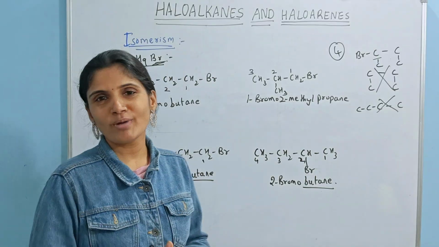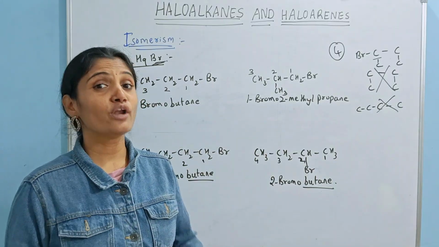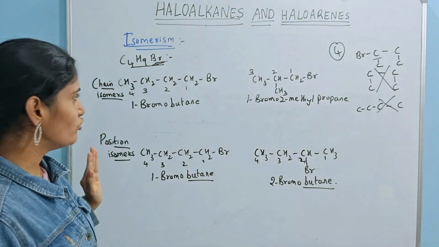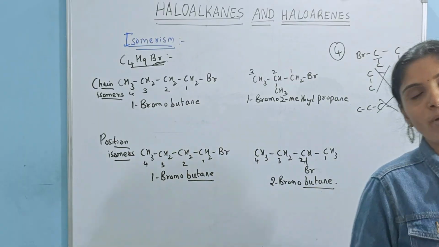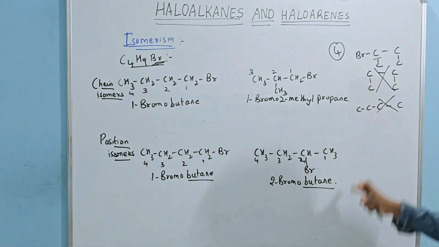There is no point of showing metamerism, because you know where metamerism takes place. Now we are not going into the stereoisomerism part here. We are only dealing with structural isomerism, where they can show both chain and positional isomerism, but they cannot show functional group isomerism or metamerism.